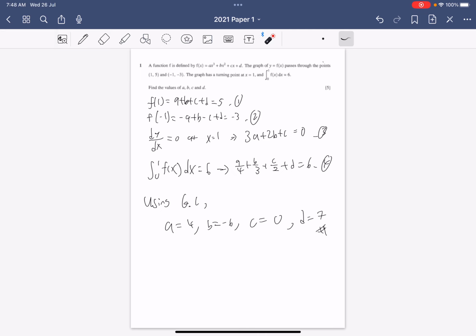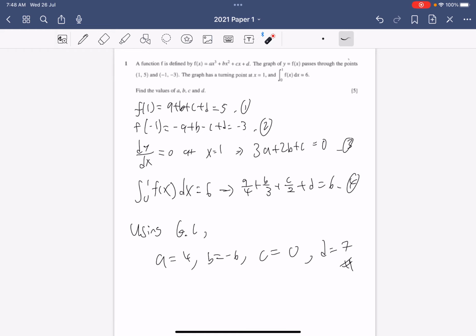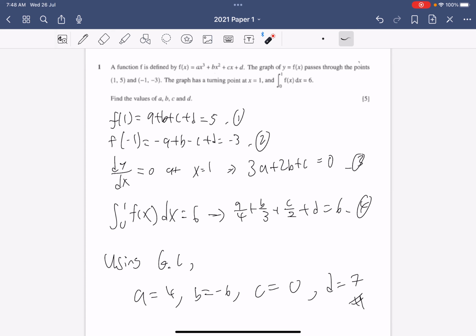Let's begin. For question 1, it gives you a bunch of information and we're supposed to find the values of A, B, C, D, which are the coefficients of these functions. And since there are 4 unknowns, we actually need 4 equations to solve them.